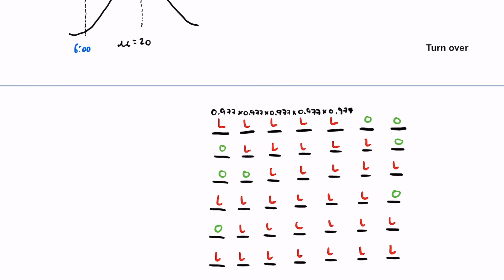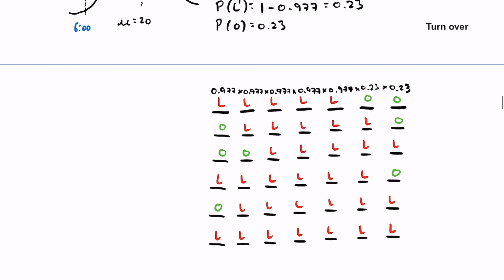What is the complement of late? It's 1 minus 0.977, or in this case, 0.23. And this would be the probability of not late, right? Which is the same thing as the probability of on time. So the probability of on time is 0.23 times 0.23. Okay, so that was quite an ordeal. And that would be this situation right here.